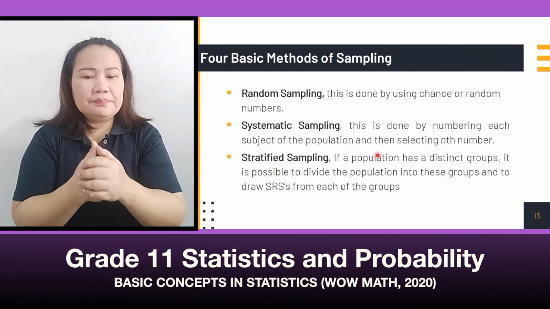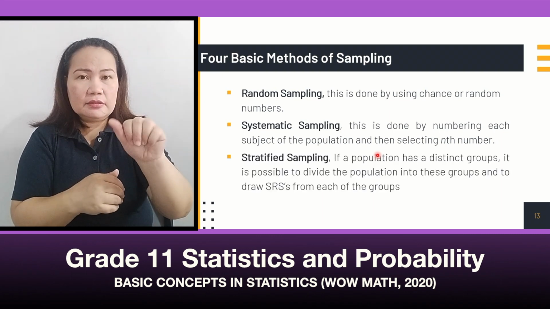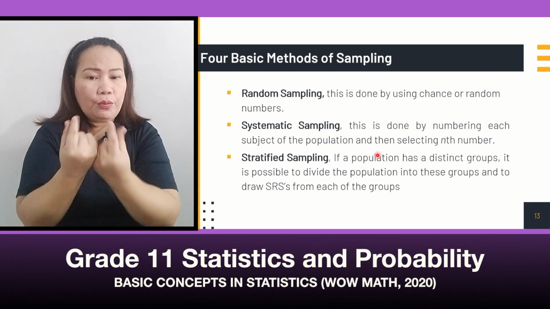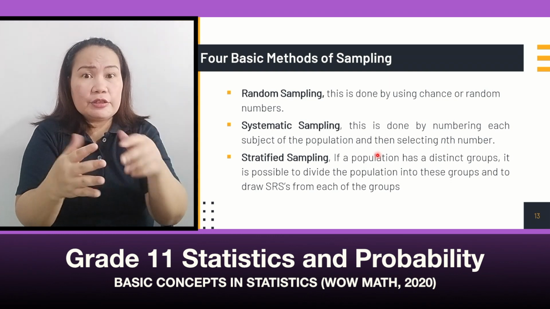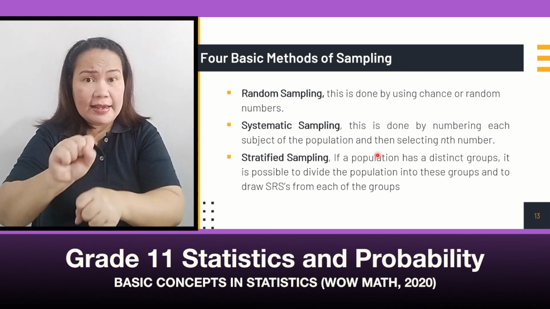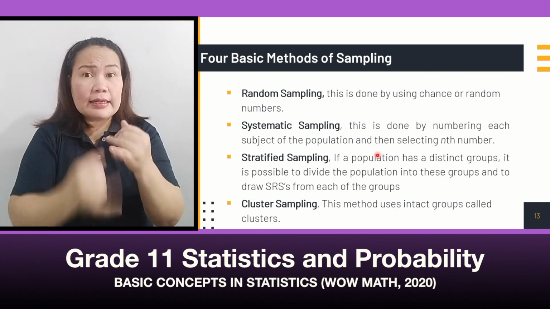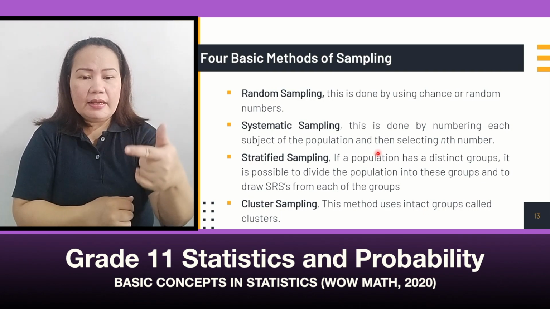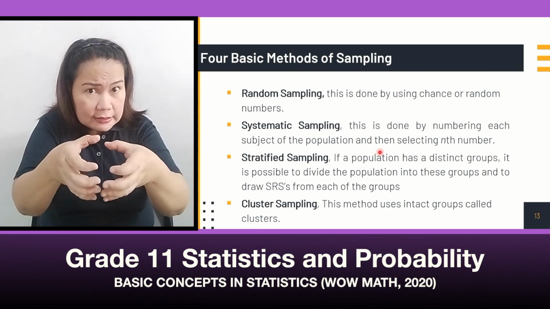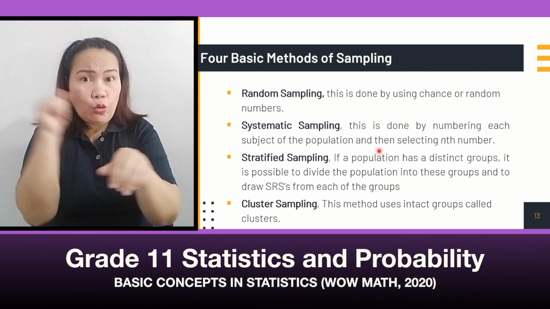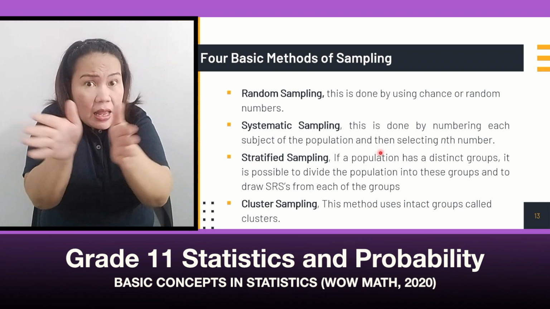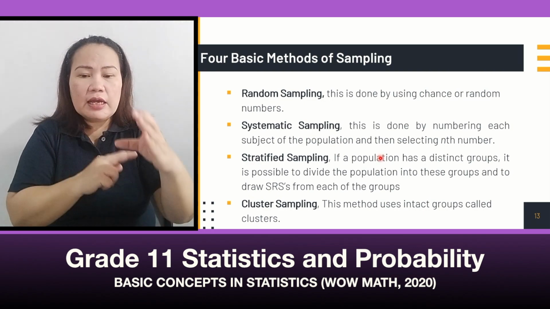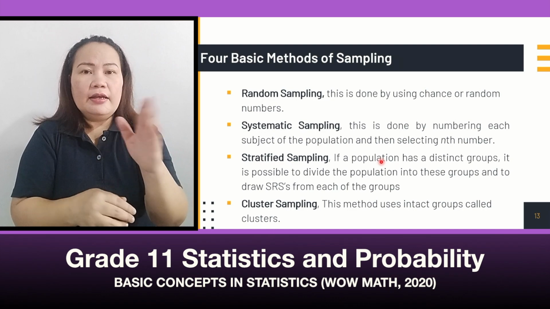Next is stratified sampling. If a population has distinct groups, it is possible to divide the population into these groups and take a simple random sample, or the stratified random sampling, from each of the groups. And lastly is the cluster sampling. This method uses intact groups called clusters. Kapag malawak yung sakop ng research mo, therefore, we are using cluster sampling.